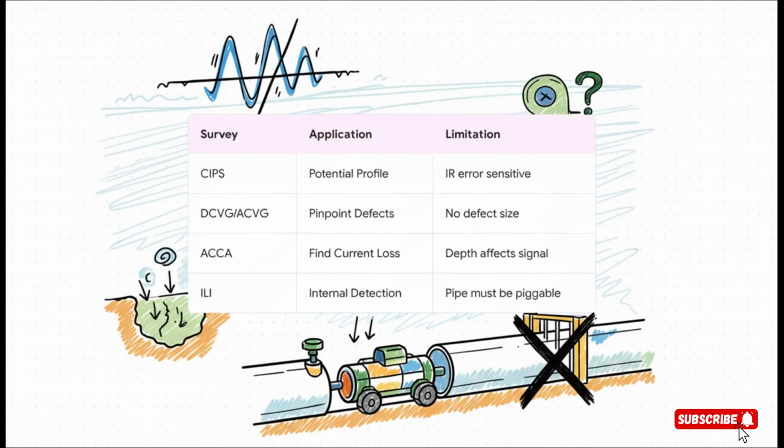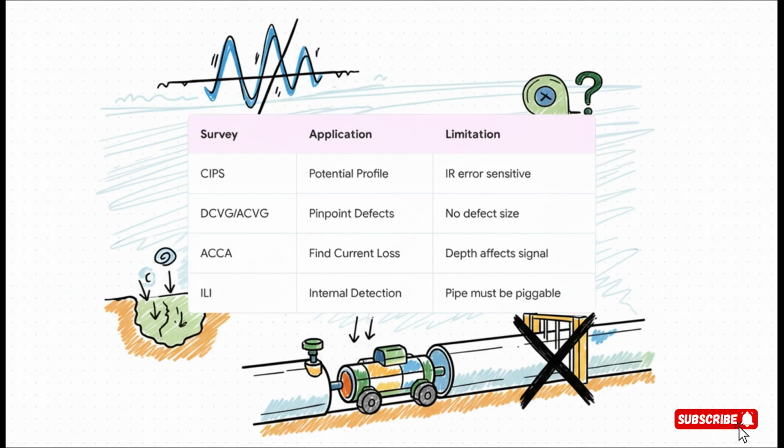So let's do a quick final review of our inspector's toolkit. CIPs give us the big picture health profile, but remember, it can be thrown off by electrical noise. DCVG and ACVG are fantastic for pinpointing the exact location of a defect, but they don't really tell you how big or severe it is. ACCA is great for finding whole sections with a weak coating, but its signal can get weaker if the pipe is buried really deep.